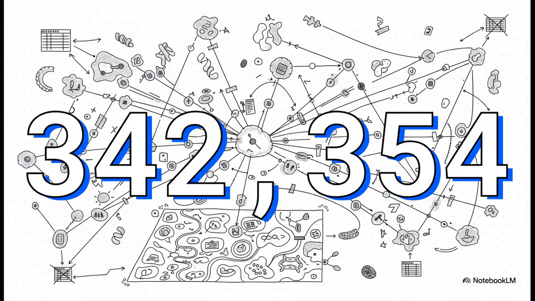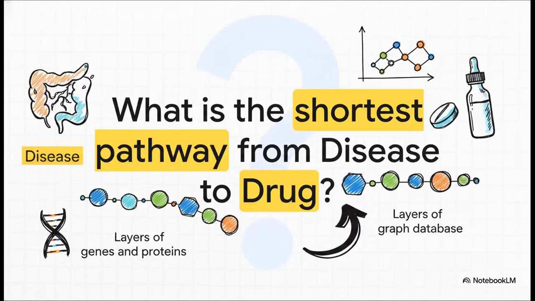When you apply those steps to our protein-protein interaction datasets, the true scale of what we're building hits you. 342,354. That is the number of experimentally documented protein interactions that are now live, interconnected, and fully queryable right inside our graph. We literally just transformed a bunch of isolated spreadsheets into this sprawling, multidimensional map of human biology. How cool is that?